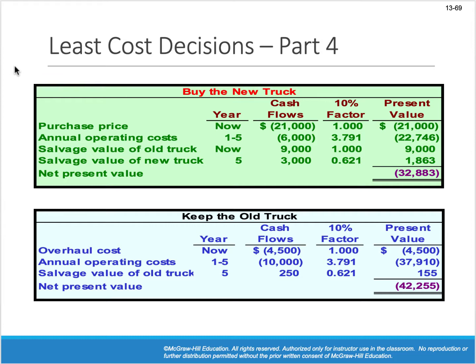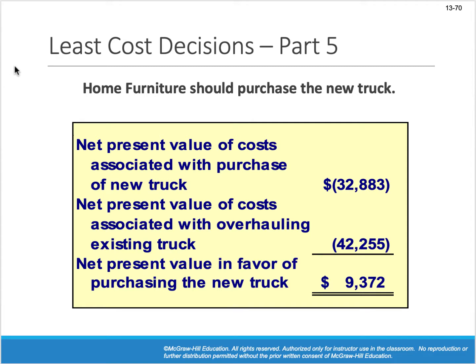Okay, so here, this is a prime example of the least cost decision, right? Which one should we do? Should we buy a new truck, or should we keep the old one and overhaul it? Well, based on the least cost decision, we should probably buy a new truck, right? Because in the long run, it's going to cost us less to buy a new truck than it is to overhaul and keep using the one that we have.